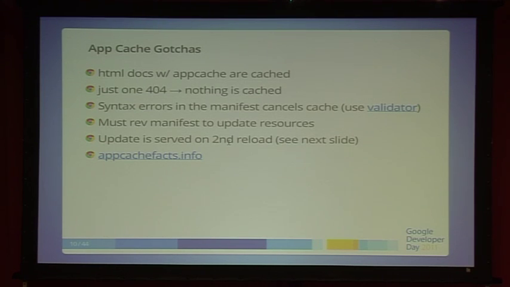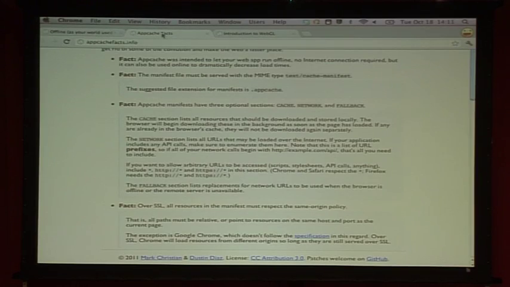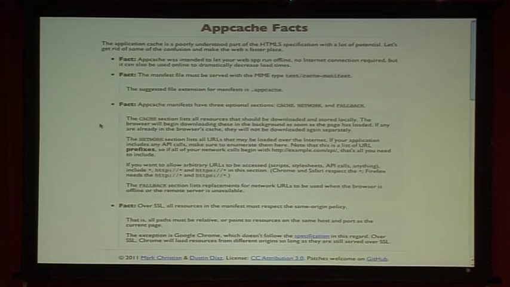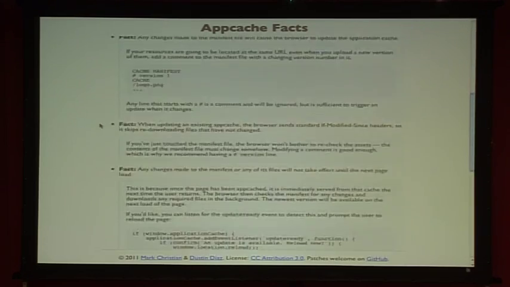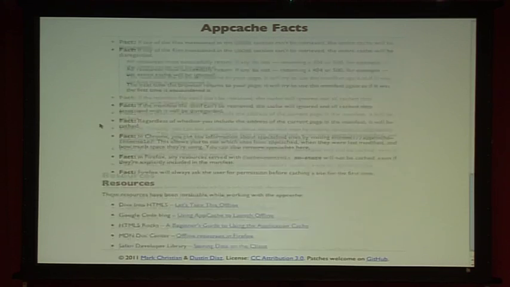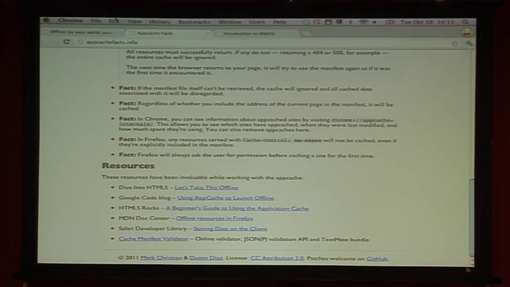When you do update the manifest, it first updates just the manifest, and then on the second reload, it actually updates the files. These and more facts about the app cache can be found from appcachefacts.info. It's a really useful site. It's got all these gotchas and things that you need to keep in mind when using app cache. A very useful feature.